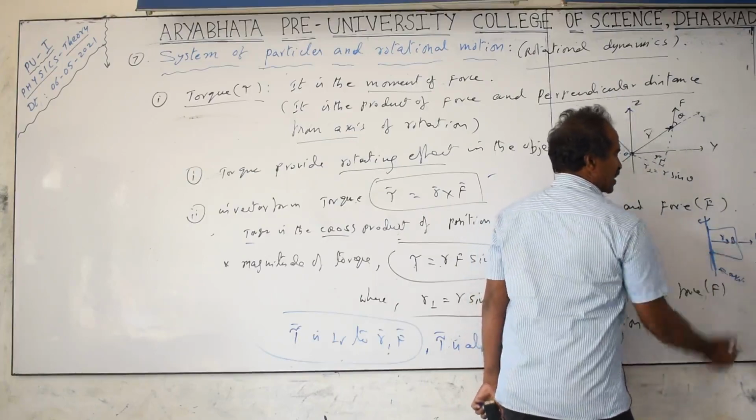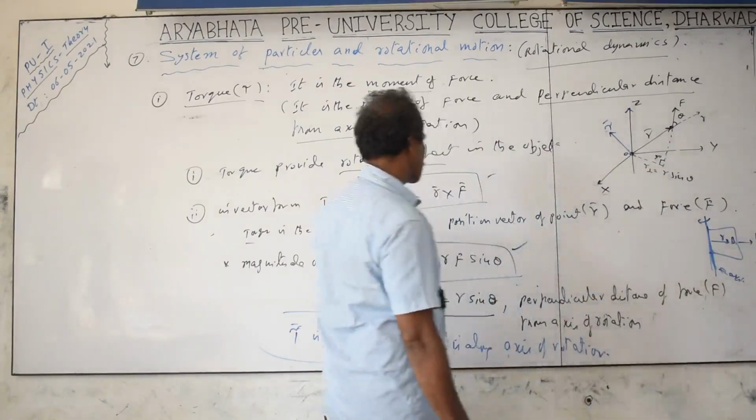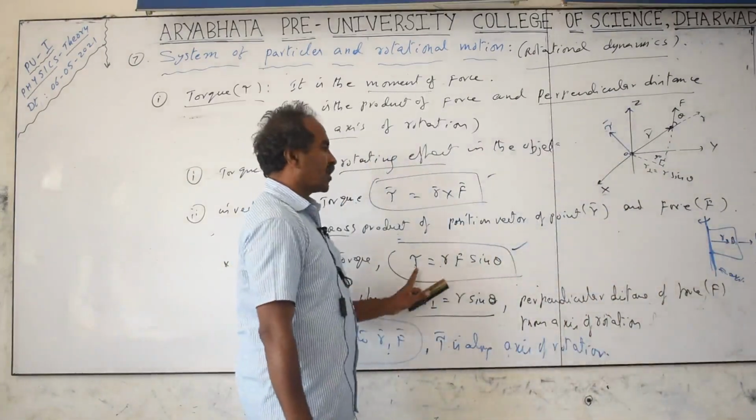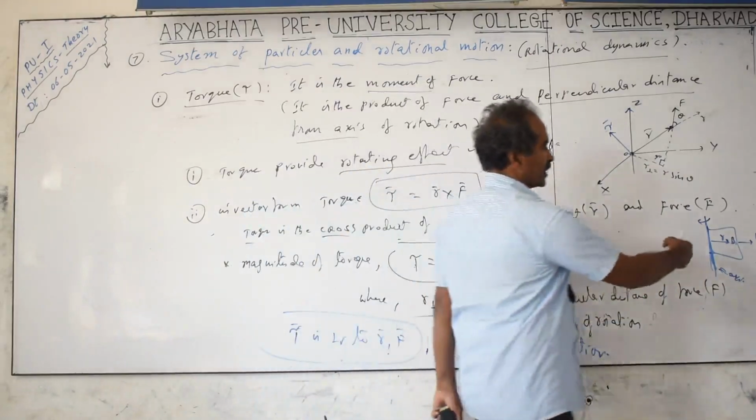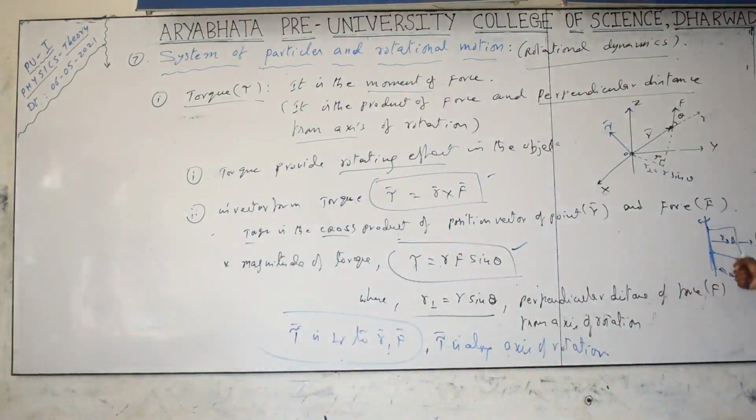And R and F in the same direction means what? Theta is equal to 0. Theta is 0 means sin 0 is 0, so the torque is 0. That means if we are pulling the door, the force is there, R is also there, but sin 0 is 0, so the torque is 0. When torque is 0, there is no rotation. Torque is required for rotating objects at rest or to stop a rotating object.